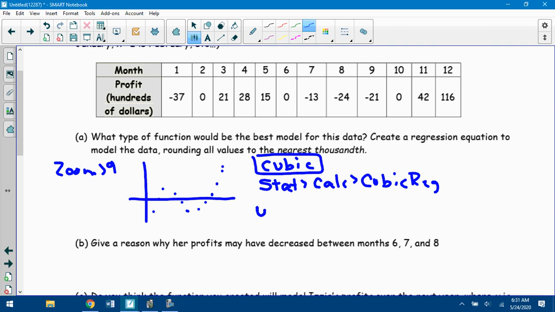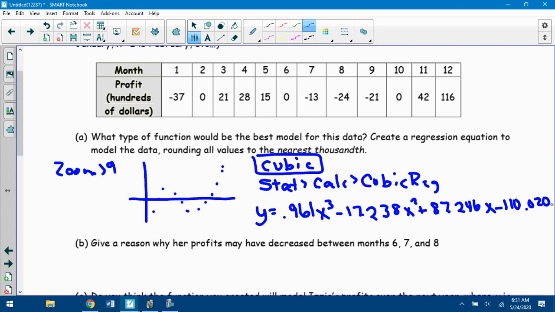It comes out to be y equals 0.961 x cubed minus 17.238 x squared plus 87.246 x minus 110.020.